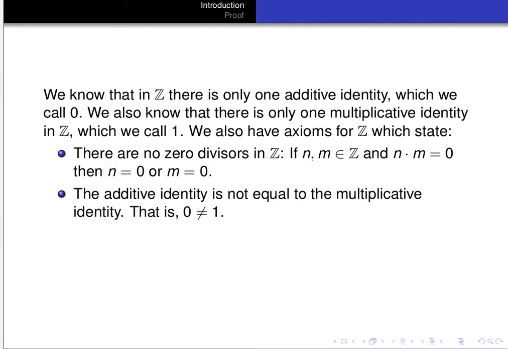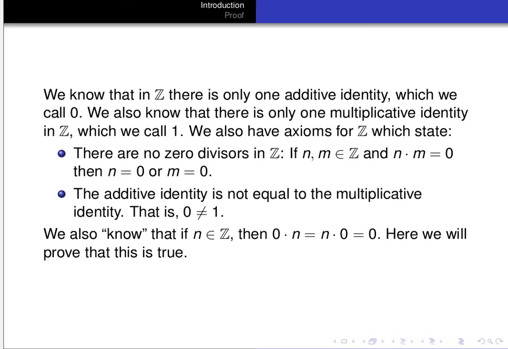Now, another thing we think we know about 0 is that if you multiply 0 by any number, you get 0. Okay, but that's not one of our axioms. So it must be something that we need to prove in order to fit with the spirit of this course and only accept things that we've either agreed to accept as true, as axioms, or things that we've proved. So here we're going to prove that this is true, that 0 times any number is 0.